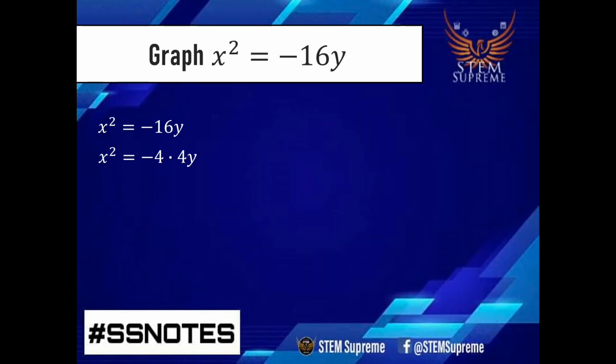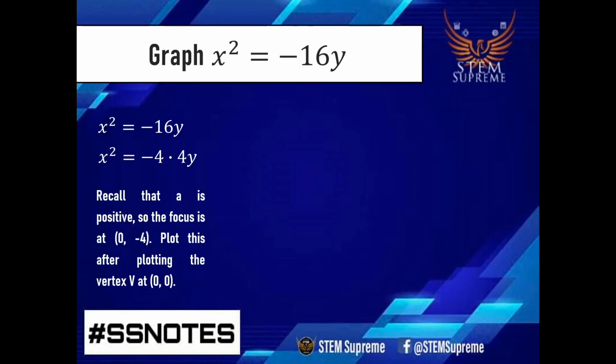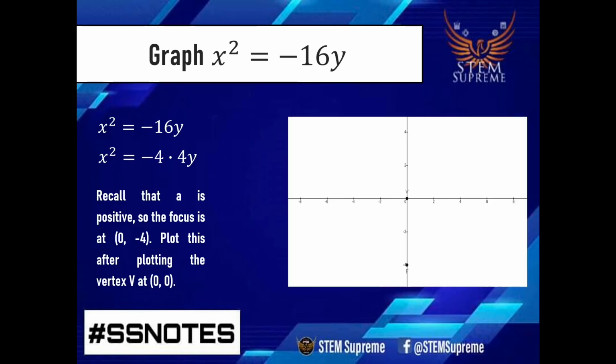Ngayon sa third example natin, by looking at the question, we should be able to know kung nasaan naka-open ang parabola. Again, after we write the equation, we factor out a negative 4, since this is a parabola that opens downward. Be careful not to forget that A is positive. And the coordinates of the focus is 0, negative 4. Plot this after plotting the vertex and remember to place the labels of the parts of the parabola.